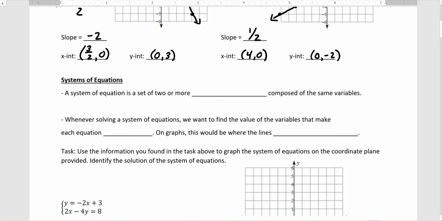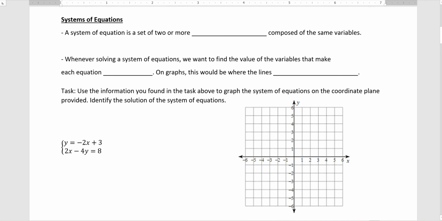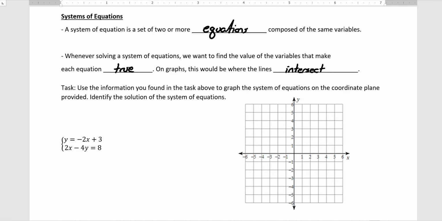Alright, so now that we've reviewed graphing, let's talk about a new idea, systems of equations. A system of equations is a set of two or more equations composed of the same variables. Now, whenever solving a system of equations, we want to find the value of the variable that makes each equation true. Graphically, that would be where the lines intersect. So all we're going to do for this one today is graph both of these lines, and the point where they cross is the solution.